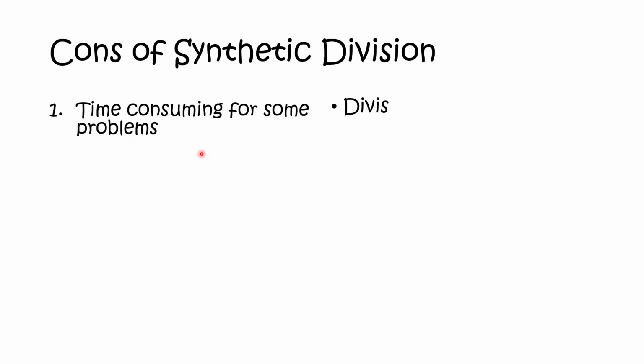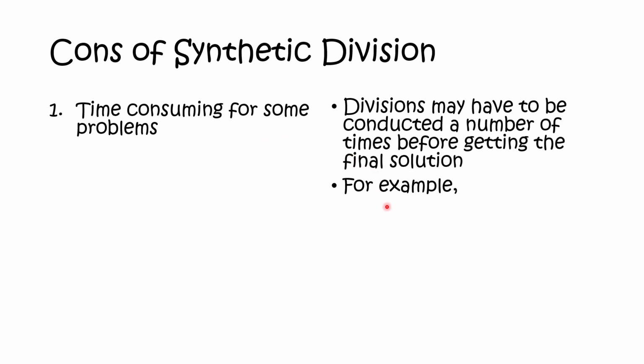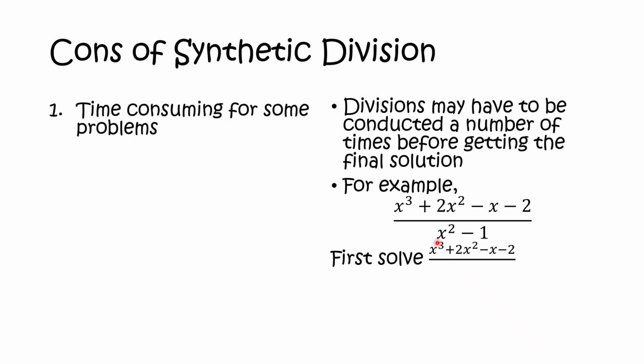The cons. 1. Time consuming for some problems in the divisions, as we may have to divide a number of times before we get the final solution. Take, for instance, the example that we have. In the divisor, we might need to separate the divisor into 2 by factorization so that we have x minus 1 or x plus 1.